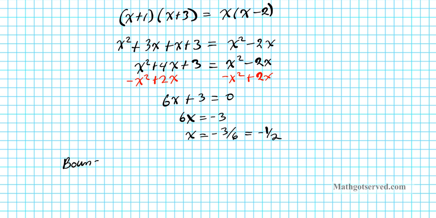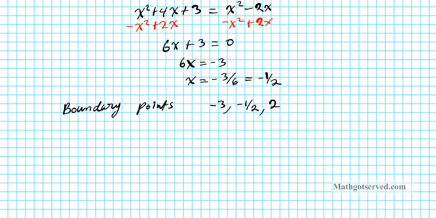Let's write them down. The boundary points in ascending order are -3, -1/2, and 2. The first and the last are the ones we got from finding the points where the inequality was undefined. Okay, so what we're going to do is create a number line, label our intervals, and then test each interval to see which one is a solution region for our inequality.